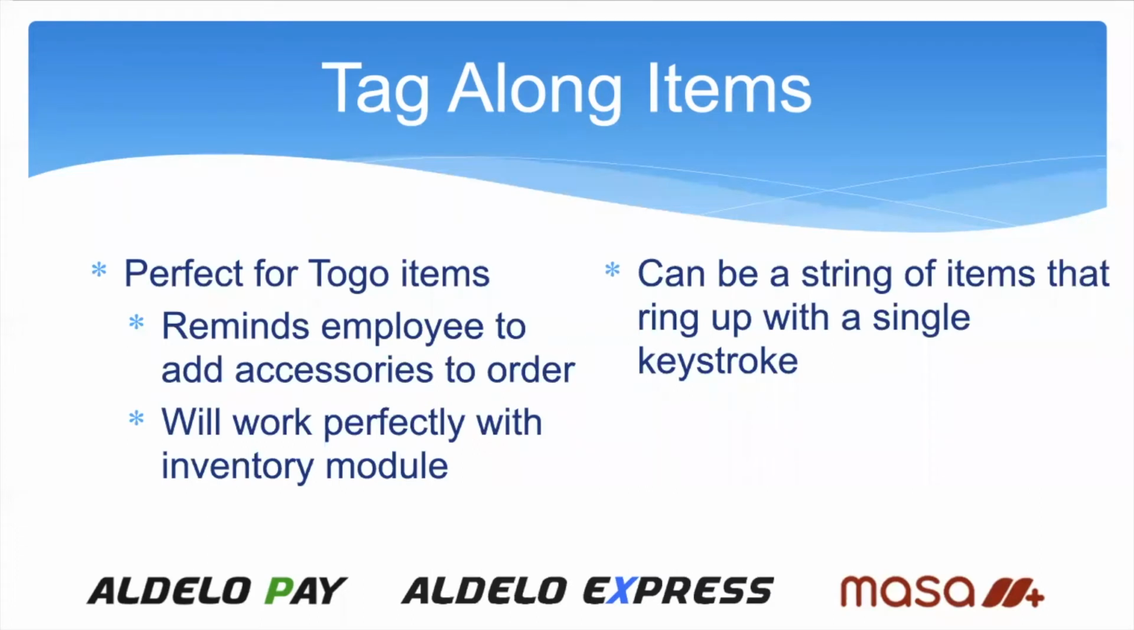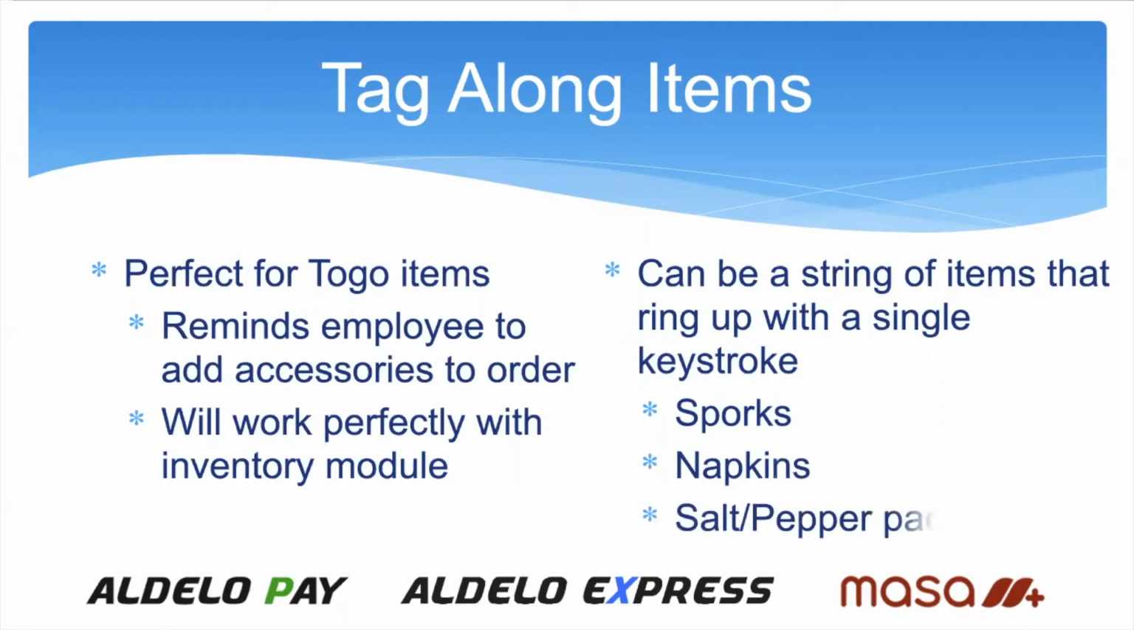It can be a string of items. So you ring up one item and it rings up a string of items, several items by one key depression. Things like the sporks, the napkins, and the salt and pepper shakers or the packets. So all these can be done with a single depression. And if you're going to ring up 4, you can hit 4 and then the depression of the button, or you can just hit the button 4 times. But it's going to then show you 4 sporks, 4 napkins, 4 salt and pepper packets. So that will then properly deduct from inventory.